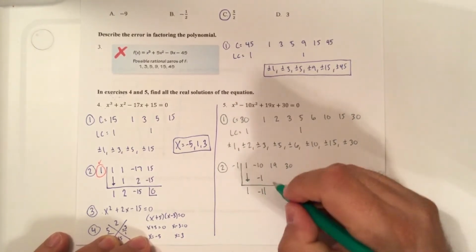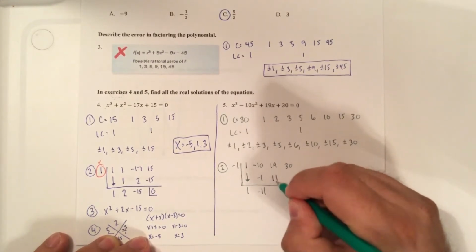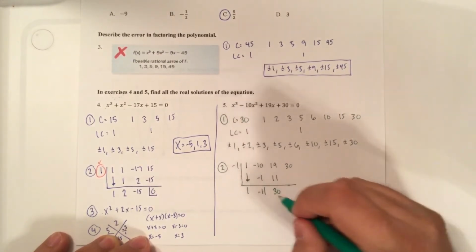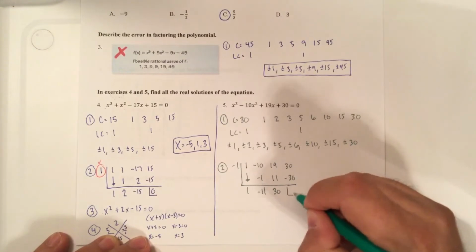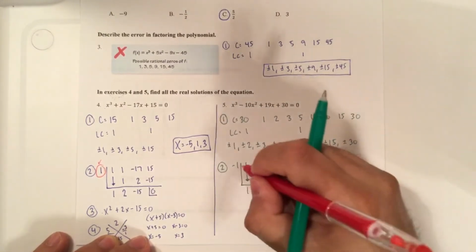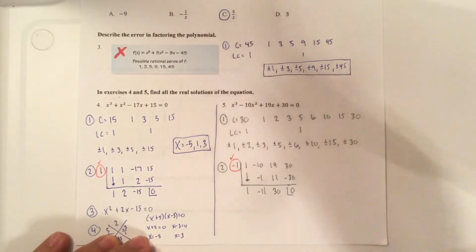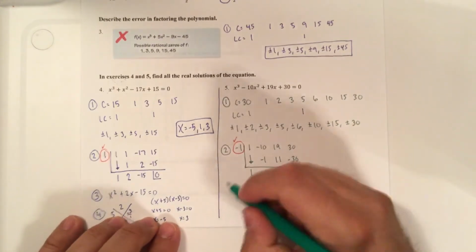Negative 1 times negative 11 is positive 11. 19 plus 11 is 30. Negative 1 times 30 is negative 30. And guess what? My remainder is 0. Once again, at the very end, this is a solution. Do not forget that. Okay, step 3.